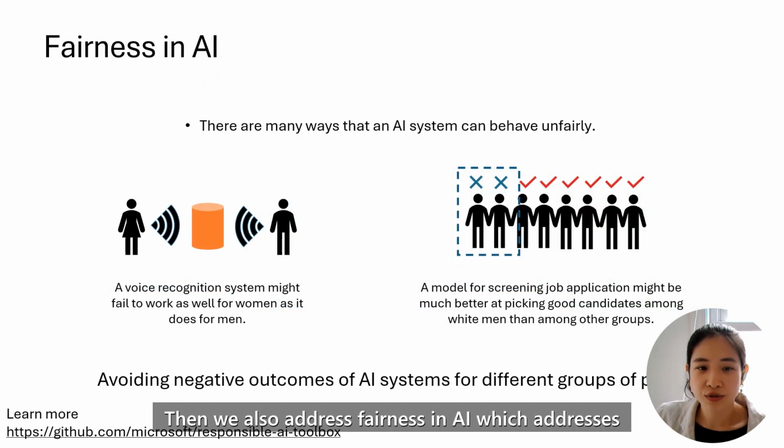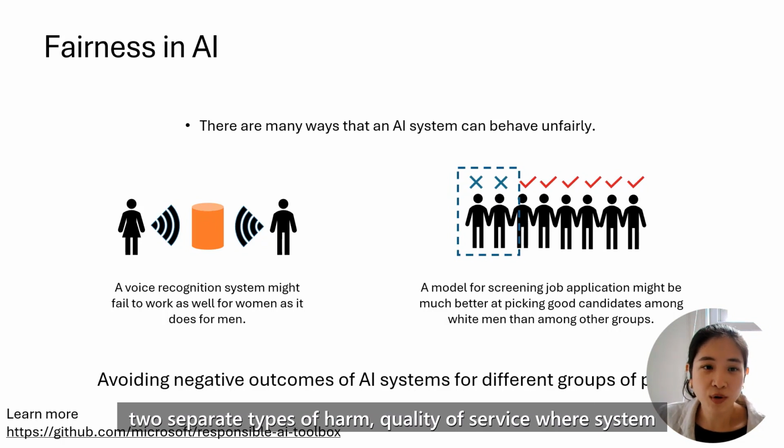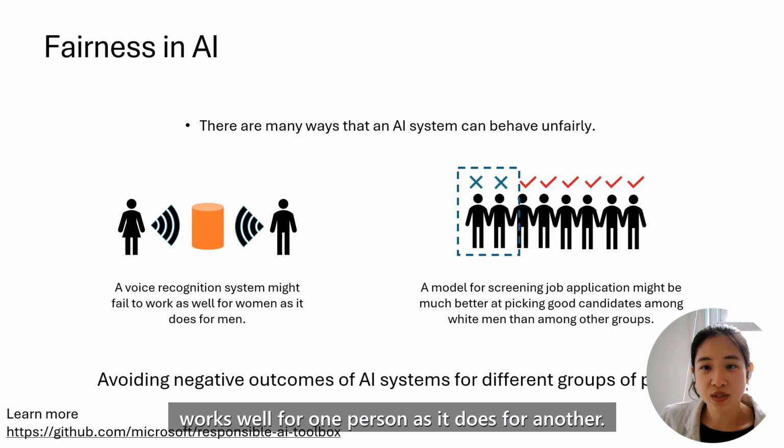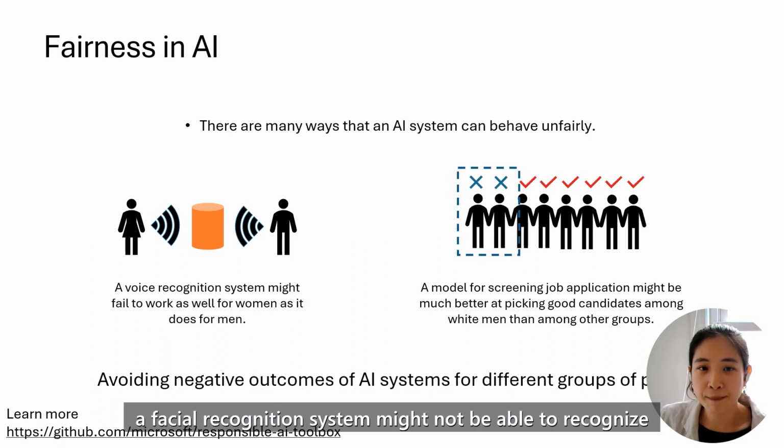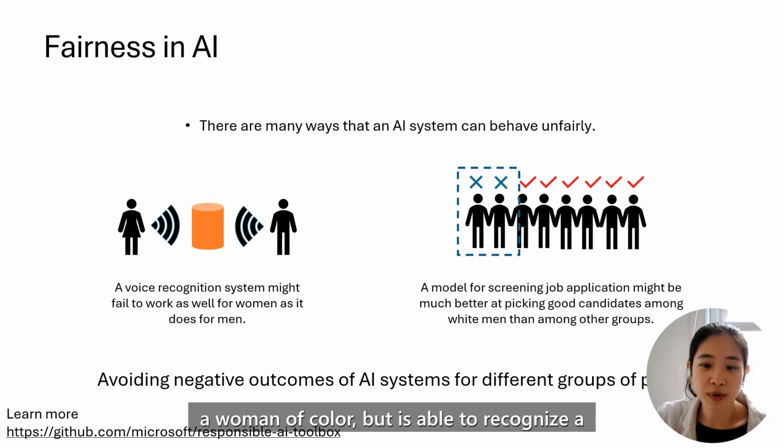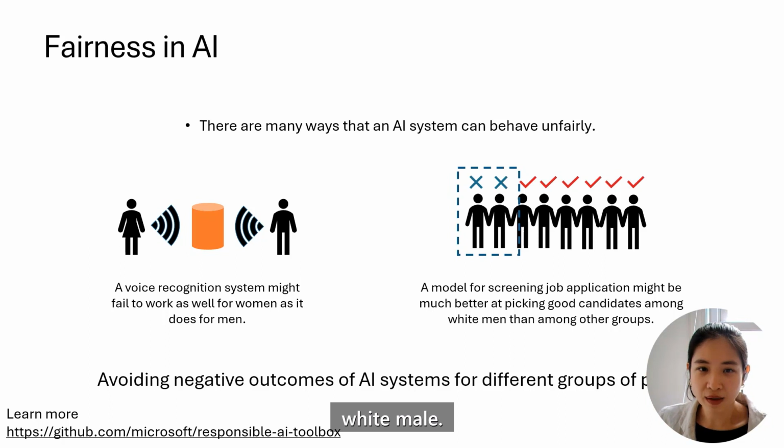Then we also address fairness in AI, which addresses 2 separate types of harm: quality of service, where a system works as well for one person as it does for another. The example of a quality of service harm is when a facial recognition system might not be able to recognize a woman of color, but is able to recognize a white male.